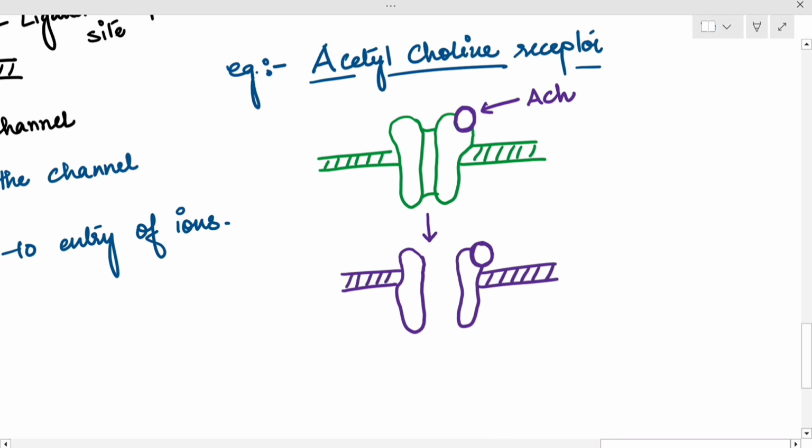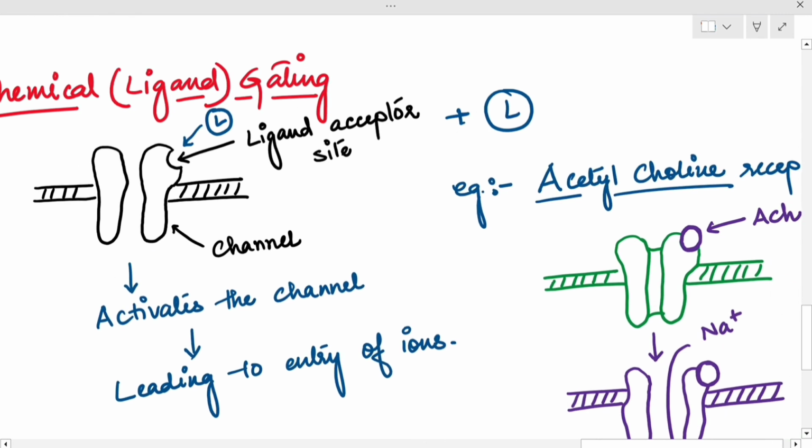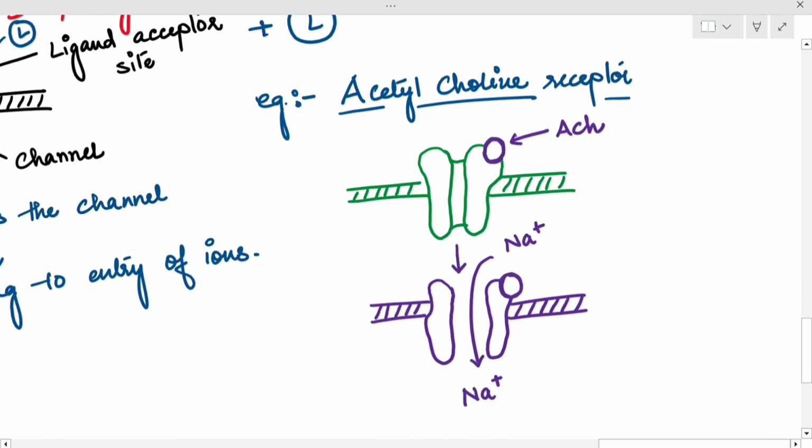So before this, the channel was closed. When the acetylcholine binds to its target place, after binding, the channel gets activated and opening of the channel takes place. Fine. And after that, what happens? In the extracellular part, there are sodium ions which move inside. Okay. So this is also an example of chemical gating. Okay, fine.